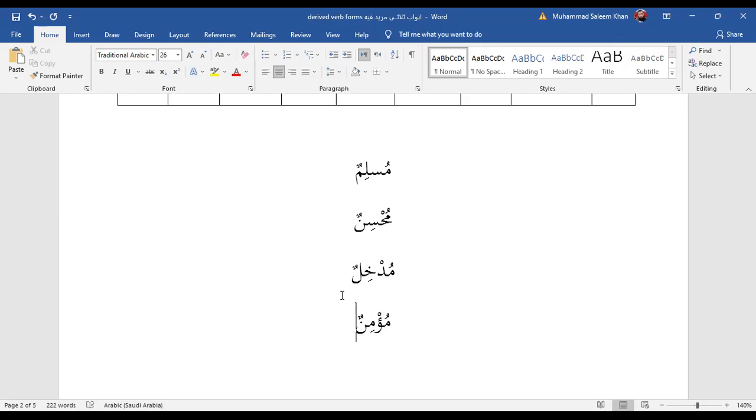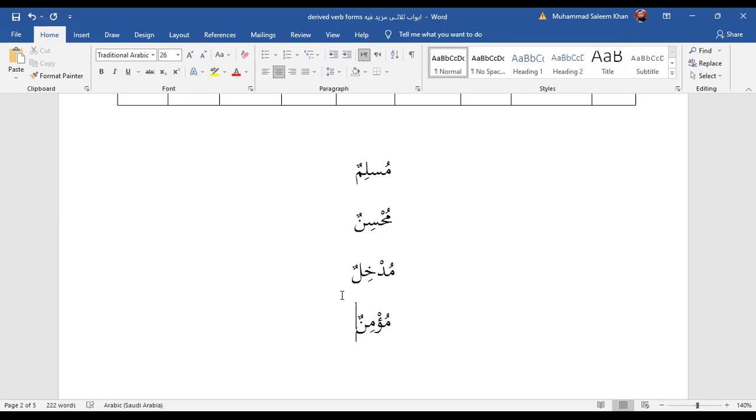Akhlasa, yukhlisu, ikhlasan, and Surah Al-Ikhlas, right? So that means sincerity, to be sincere. And then we have arsala, yursilu, irsalan, and the one who sends will be mursil. And similarly, we have ashraka, yushriku, ishrakan, to ascribe a partner, so the one who associates partners will be mushrik. And aslaha, yuslihu, islahan, to make something good, and the one who makes something good is muslih, right?